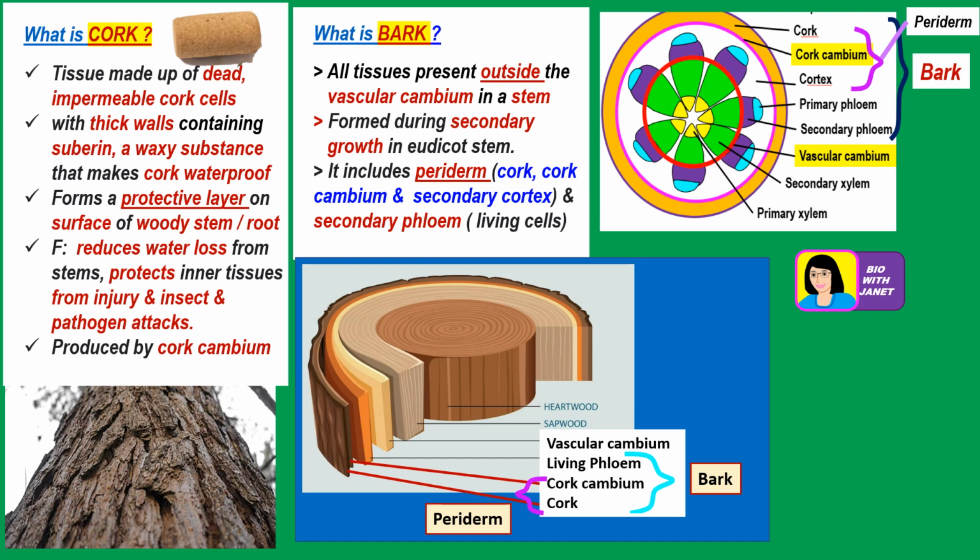Right, let's answer these two questions which are usually asked by students. What is cork? Cork is a tissue made up of dead impermeable cork cells. So they have thick walls containing a substance called suberin, a waxy substance that makes the cork waterproof. Okay, so the cork cells are impermeable because of this suberin. And what's impermeable? It means that these cells do not allow liquids and also gases to pass through them.